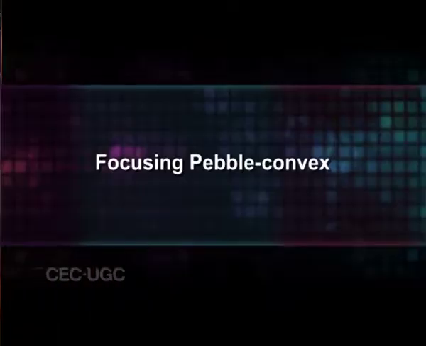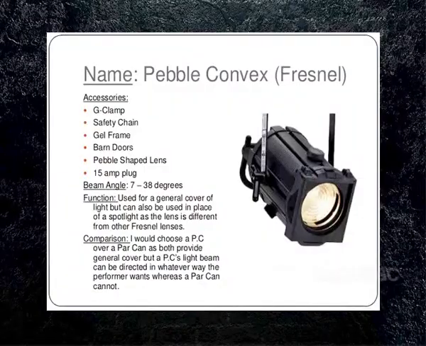Focusing the Pebble convex. Vary the beam size by moving the lamp and reflector nearer to the lens for a larger beam angle and moving them further away for a smaller beam. Shape the beam by using the barn doors.